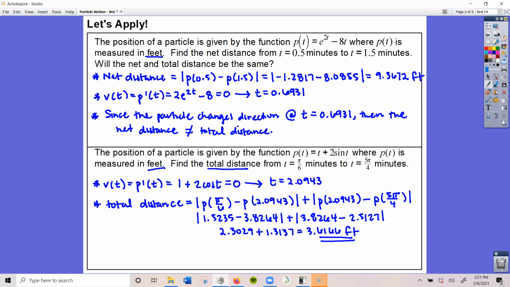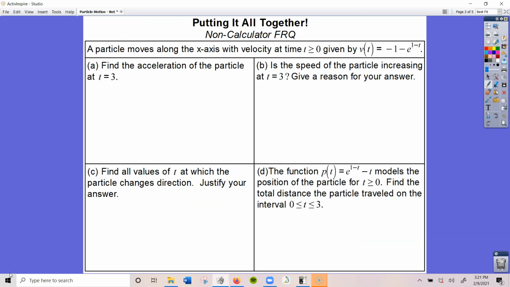Now let's move away from the calculator and look at a non-calculator FRQ. Okay, so we're told here that a particle moves along the x-axis with velocity at time t greater than or equal to 0, given by v of t is equal to negative 1 minus e raised to the 1 minus t. Find the acceleration of the particle at t is equal to 3. So if we're finding acceleration, that is the derivative of velocity. So I need to find the derivative of this equation.